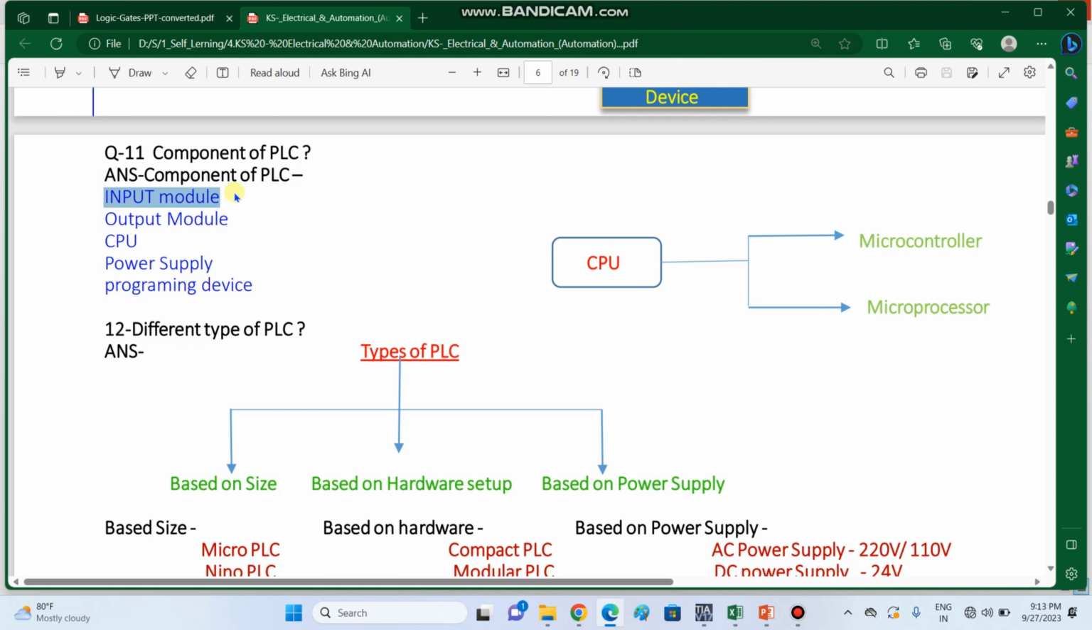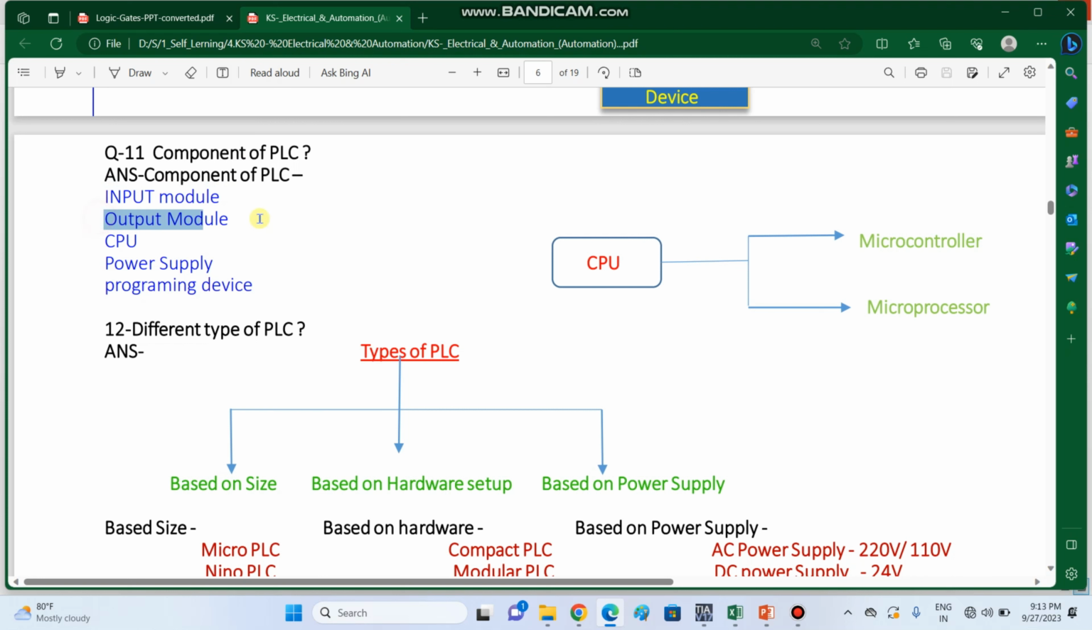Input module means switches. Any switch, such as a push button switch, toggle switch, level switch, pressure switch, temperature switch, flow switch, conductivity switch or proximity switch, any switch which is connected to a digital input card from the field, is a digital input module.